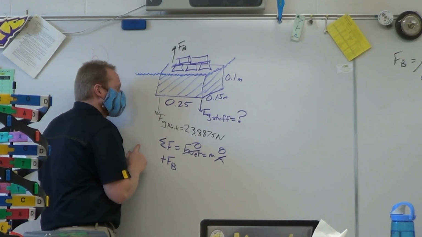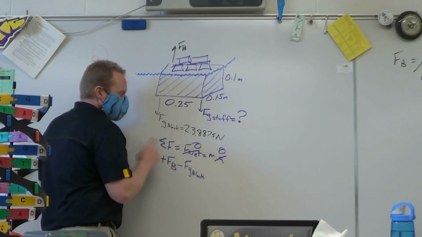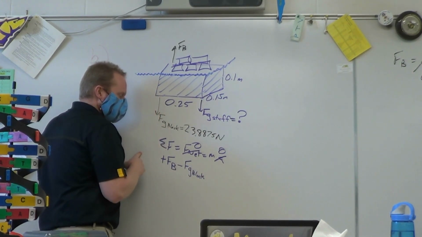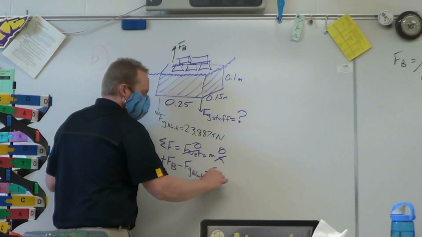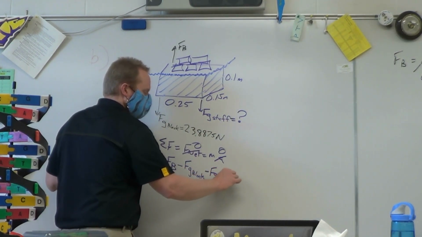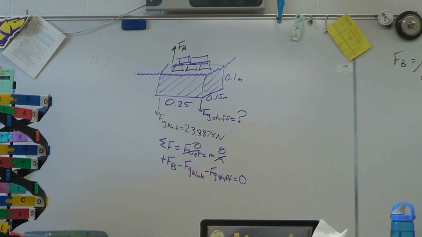There's one buoyant force, minus the F of G of the block. I add my ups, I subtract my downs. And I have to subtract my F of G of the stuff that I put on it, which is equal to zero. That's my Newton's second law that I have to build specific for this object.